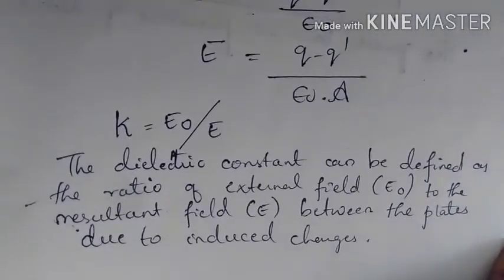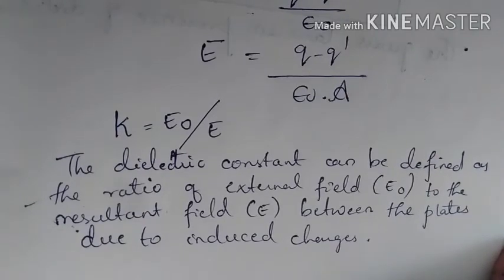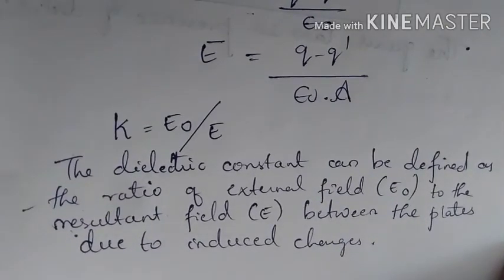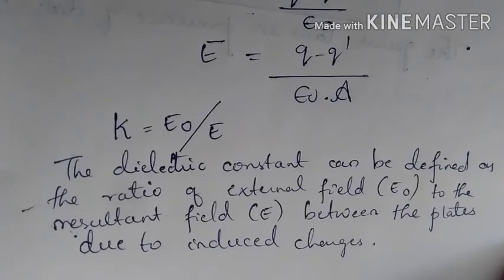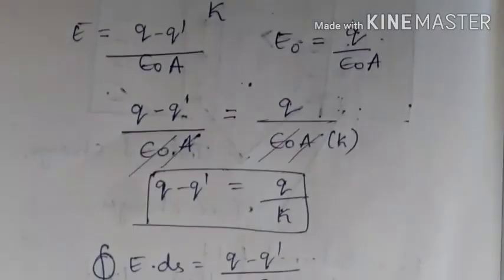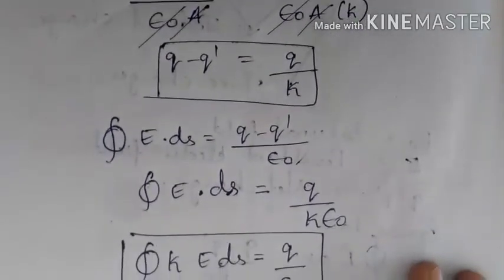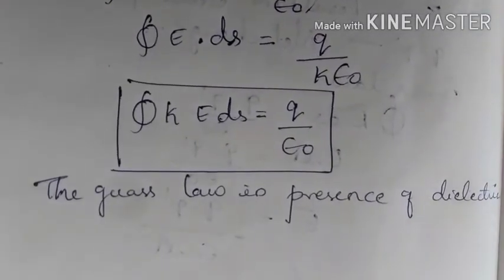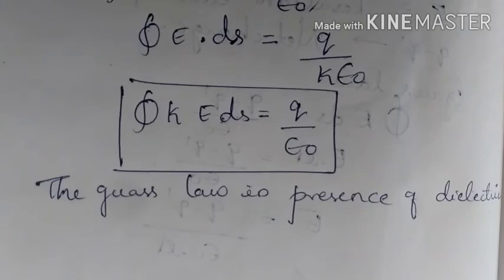Here there is a definition for the dielectric constant. The dielectric constant can be defined as the ratio of the electric field E naught to the resultant field E between the plates due to induced charges. So we are defining the dielectric constant as a ratio of different fields. And next we used mathematics to get the Gauss law in the presence of a dielectric. What is that? The integration over the closed surface of K E dot dS is equal to Q divided by epsilon naught.